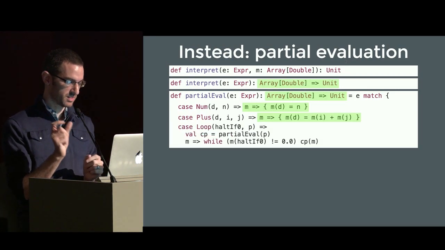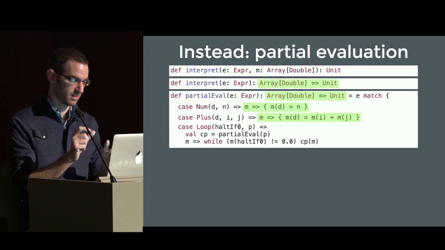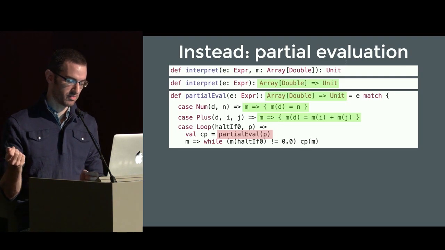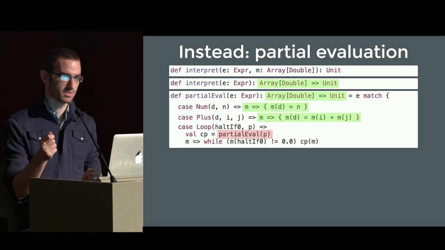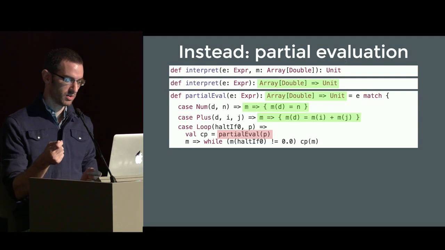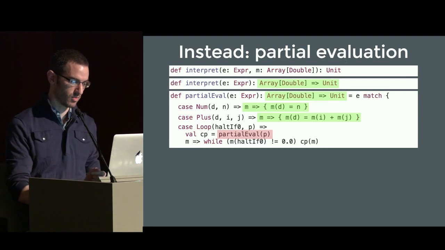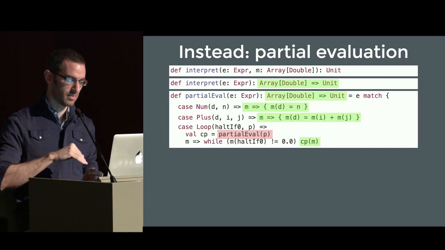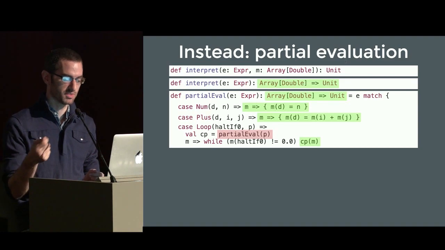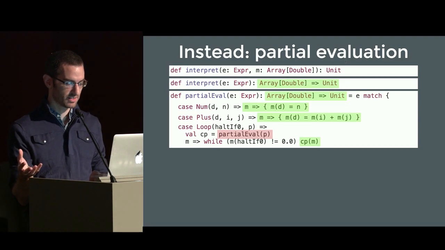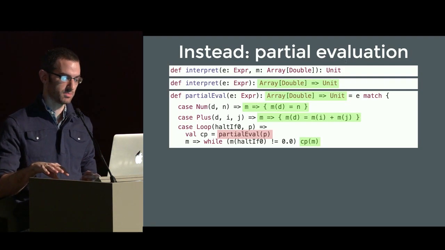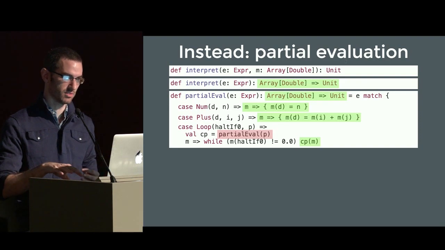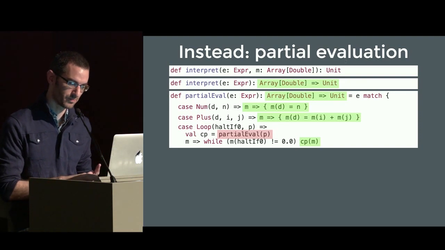And then loop is maybe the most interesting case. Yes, we're going to compile the body of the loop, but we're only doing that once. We compile the body of the loop, we get back this compiled form, and then in the body of the loop we are executing that compiled form multiple times. So we're compiling once and then running it multiple times, versus what we were doing before, where we were actually interpreting the body of the loop every time we went through the loop.